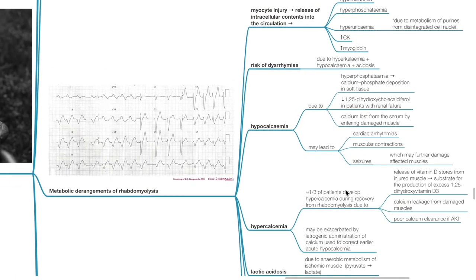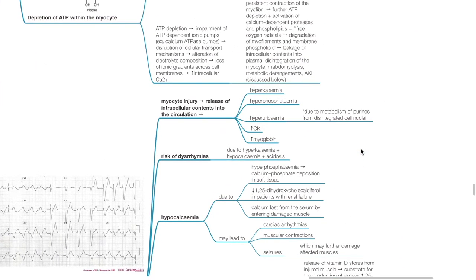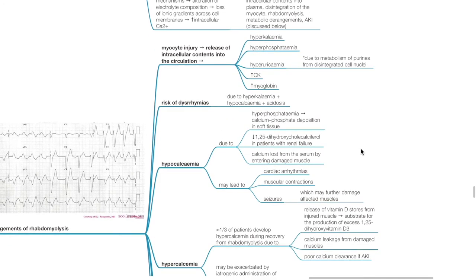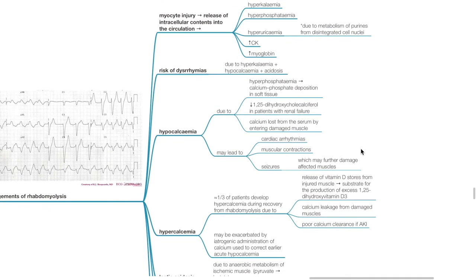Metabolic derangements of rhabdomyolysis. Myocyte injury results in release of intracellular contents into the circulation, producing hyperkalemia, hyperphosphatemia, hyperuricemia due to metabolism of purines from disintegrated cell nuclei, increased CK, and increased serum myoglobin. There's risk of arrhythmias due to hyperkalemia, hypocalcemia, and acidosis. Hypocalcemia is due to hyperphosphatemia, resulting in calcium phosphate deposition in soft tissue, reduced 1,25-dihydroxycholecalciferol in patients with renal failure, and due to calcium loss from the serum by entering damaged muscle. Hypocalcemia may lead to arrhythmias, muscle contractions, and seizures.